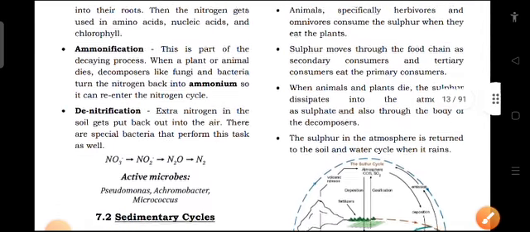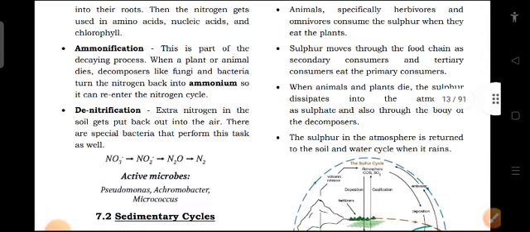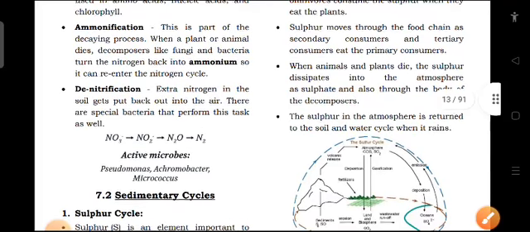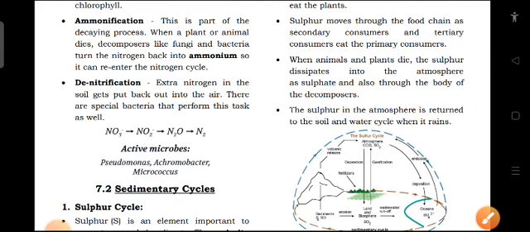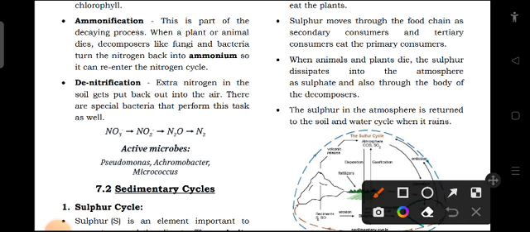Now animals, specifically herbivores and omnivores, consume the sulfur when they eat the plants. So even animals consume sulfur. Sulfur moves through the food chain as secondary consumers and tertiary consumers eat the primary consumers. So sulfur is consumed both by plants and animals, and it moves in the food chain, even in the secondary and tertiary consumers.